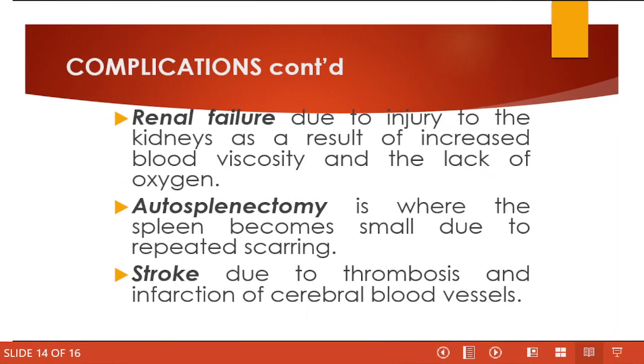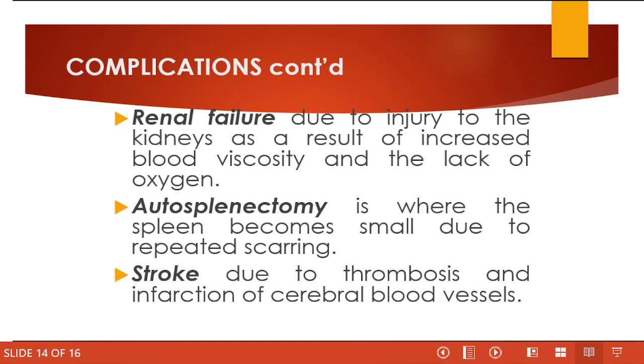Renal failure. This is due to injury to the kidneys as a result of reduced oxygen supply and increased blood viscosity to the kidney. Also, autosplenectomy. This is when the spleen becomes small due to repeated scarring. Remember, in sickle cell anemia, the red blood cells that are sickle-shaped are constantly destroyed. This causes the spleen to enlarge, and healing and inflammation may result in scarring. Hence, there will be autosplenectomy.